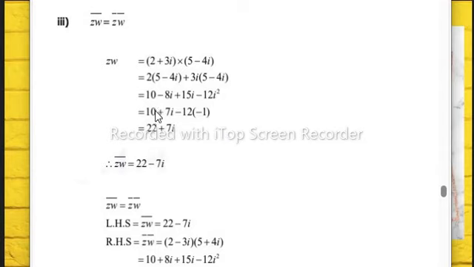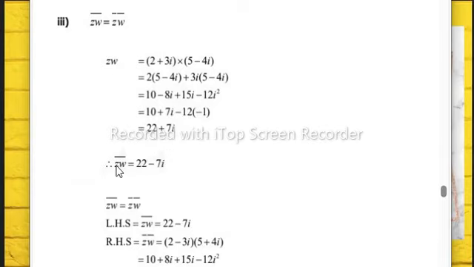In the next step 10 is written same as it is, while minus 8 iota plus 15 iota, the answer is plus 7 iota. Minus 12 same as it is, and iota square having value minus 1, we write minus 1 in the place of iota square. So minus minus plus, 12 ones are 12. Now 10 plus 12, the answer is 22, while plus 7 iota is written same as it is. So the zw value is this.